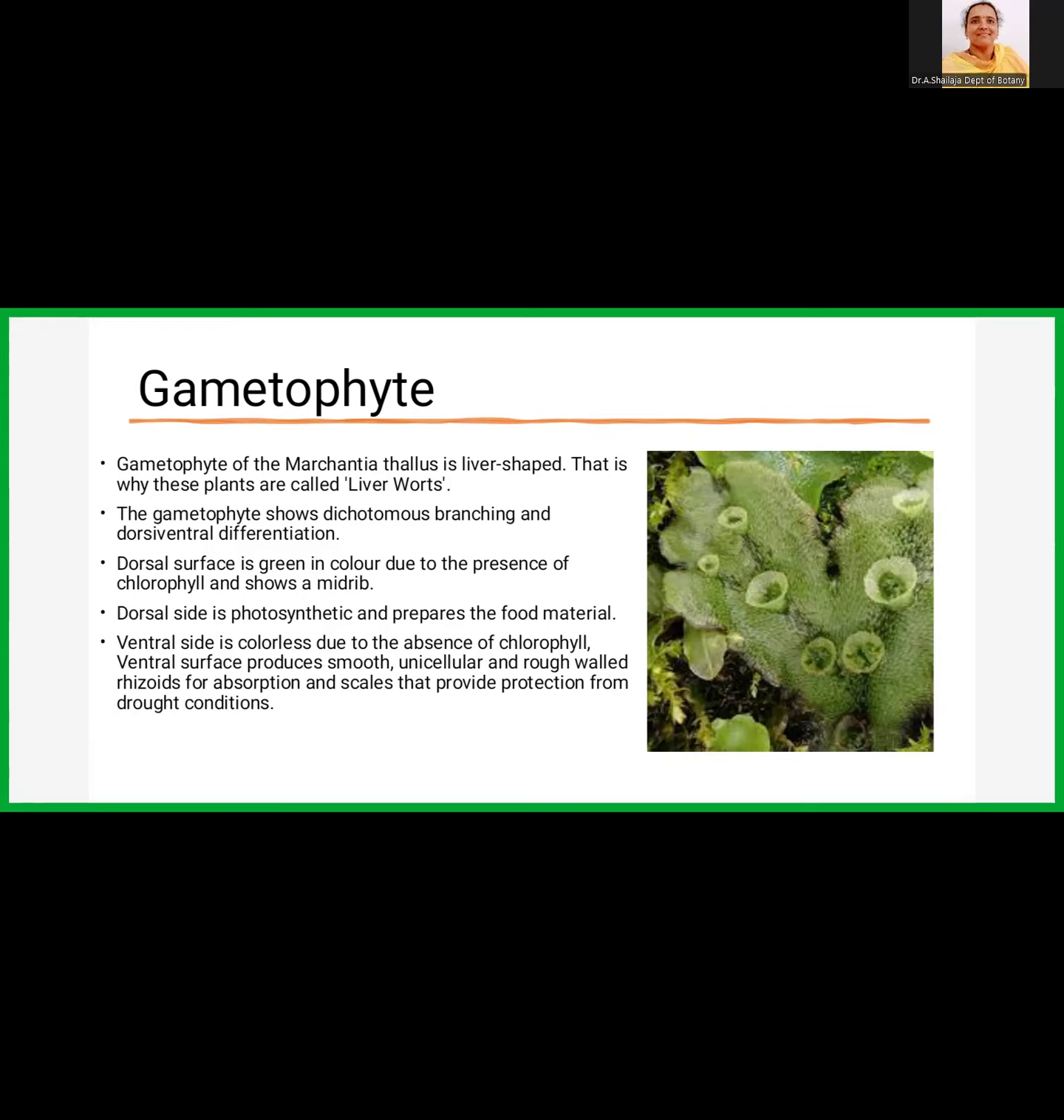About the thallus: the thallus is very flat and prostrate. What is prostrate? We can see the prostrate and erect branches observed in Marchantia. What is prostrate?